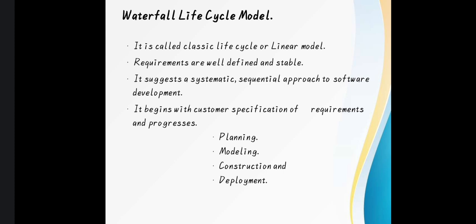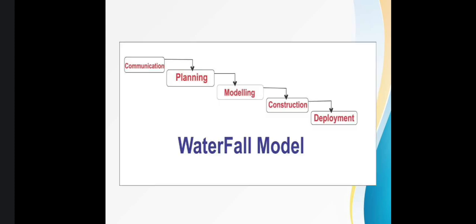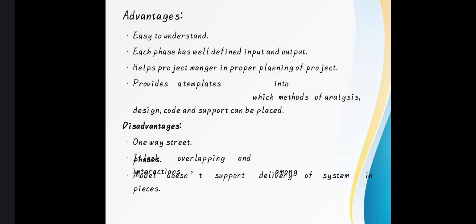Requirements are well defined and stable. It suggests a systematic, sequential approach to software development. It begins with customer specification of requirements and progresses through planning, modeling, construction, and deployment. Waterfall model is a sequential model. It begins with communication, then planning, then modeling, then construction, and last one is deployment.